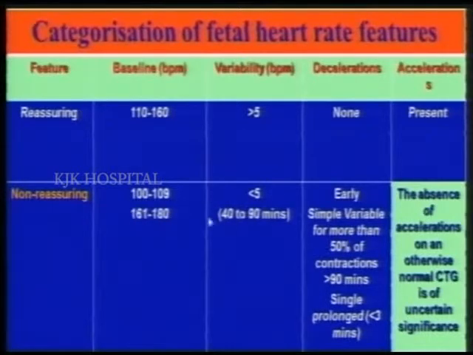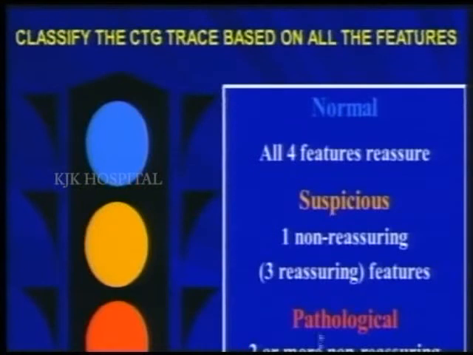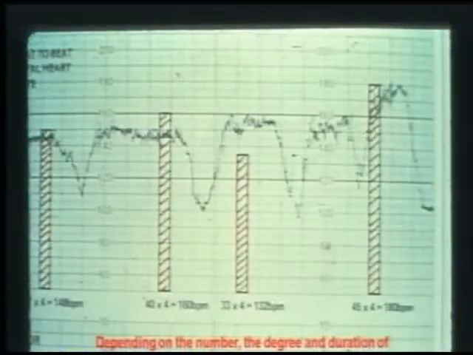But if it is less than 5, we say more than 40 minutes, we call it non-reassuring, up to 90 minutes. If it is more than 90 minutes, we call it abnormal. So it is also quite important the deceleration should be repetitive. That means at least for more than 50% of the contractions, we must see these decelerations. If it is simple variable over a 90-minute period, and if it is atypical or late over a 30-minute period. And then you classify, as I mentioned, normal, suspicious, pathological.